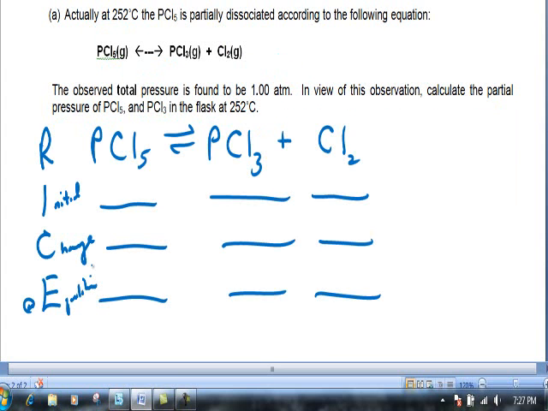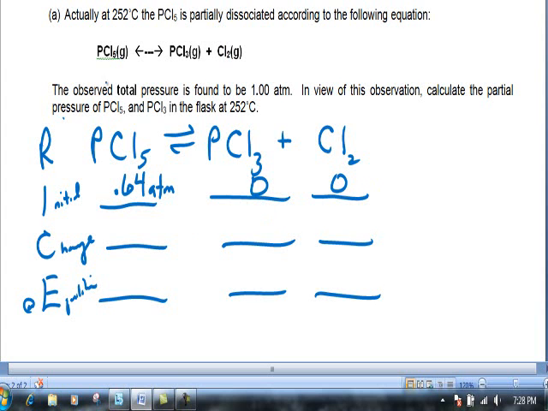Let's use a strategy known as the RICE strategy to give ourselves a framework to solve the problem. The R stands for reaction, the I is initial, the C is the change, and the E is at the end, or when the reaction reaches equilibrium. Earlier we determined that the amount of PCl5 initially in the flask is 0.64 atmospheres. Before the reaction starts, there's 0 chlorine and also 0 PCl3 present in the flask.